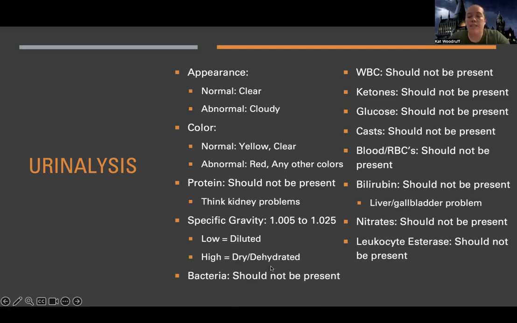Specific gravity, this is that annoying stuff that we looked at when we talked about the difference, like not thyroid, but like DI versus SIADH and stuff like that. But it can tell you a lot about how diluted or dehydrated the patient is. If the specific gravity is low, it means that you're more diluted. But if your specific gravity is high, then that means you're more dry or dehydrated. It's effectively measuring what your particle to fluid ratio is in your urine.